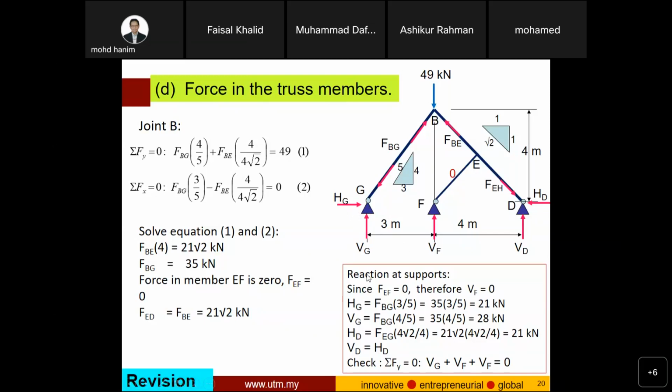Okay, I don't have to go clearly in detail, then this is the calculation. This is the answer. VF equal to 0, HG 21, VG 28, and so on.